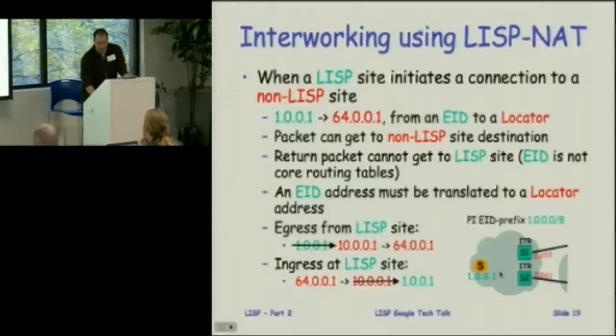So when this packet is egressing out through S1, S1 acts as a NAT, replaces 1001 with its locator, and sends the packet. That means the return packet could come back because it's being addressed to 10001, which means on ingress, it just maps it back. That's not necessarily a traditional NAT, but it's an address one-to-one based NAT that could be used.